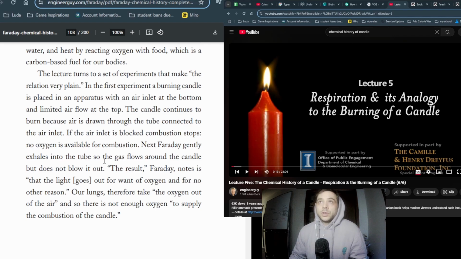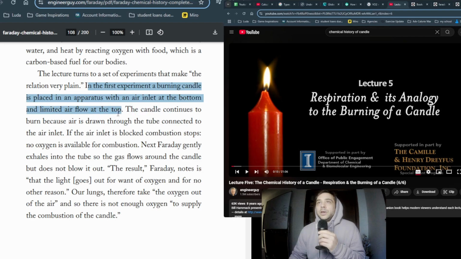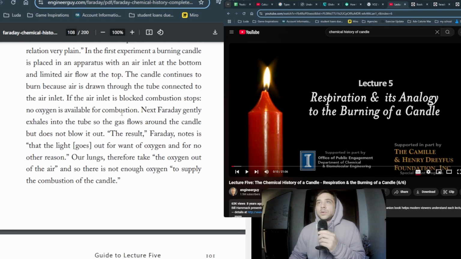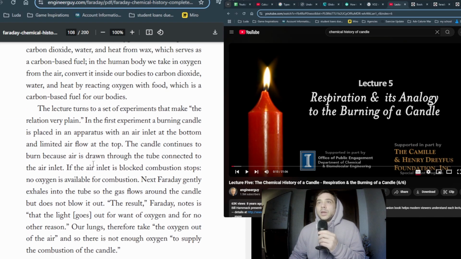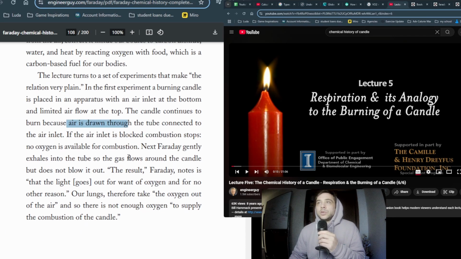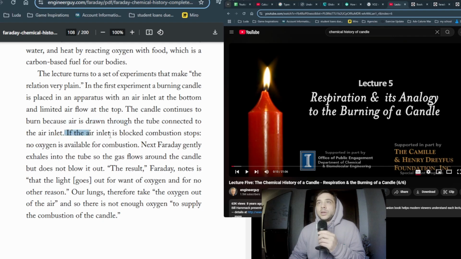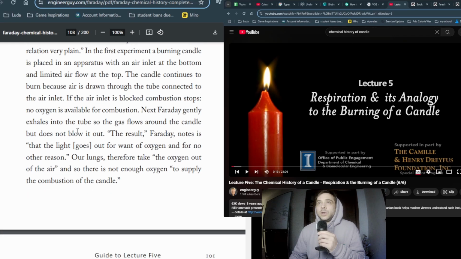The lecture turns to a set of experiments that make the relation very plain. In the first experiment, a burning candle is placed in an apparatus with an air inlet at the bottom and limited airflow at the top. The candle continues to burn because the air is drawn through the tube connected to the air inlet. If the air inlet is blocked, the combustion stops, even though oxygen is available.